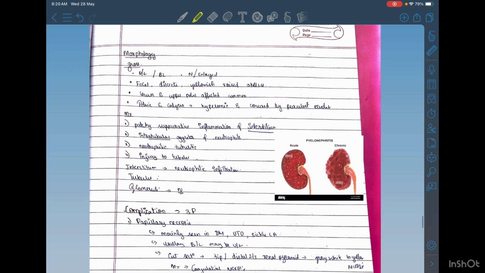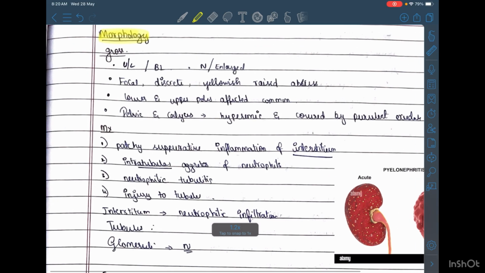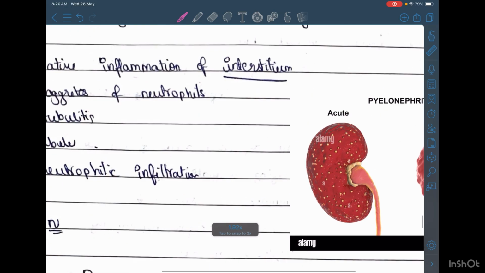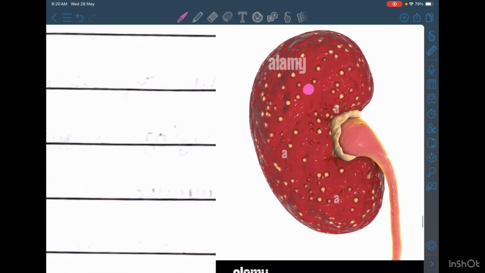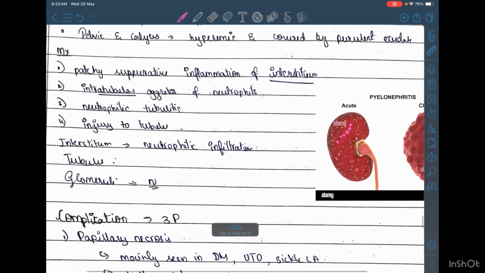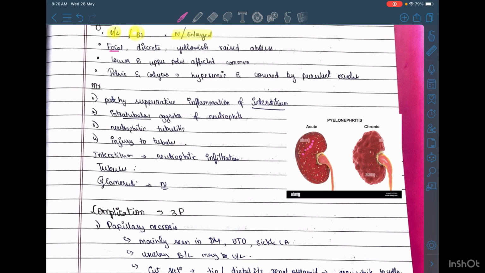So coming to the morphology of acute pyelonephritis, it can be unilateral or bilateral. The size can be normal or enlarged. Here you can see focal discrete raised yellowish abscesses, and usually the upper and lower poles are commonly affected. I told you because their calyces are concave.